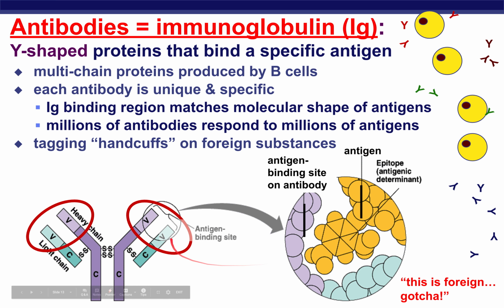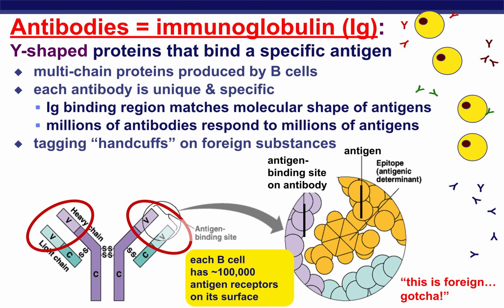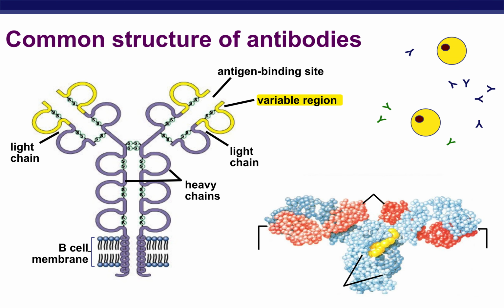Okay, so those binding regions on the antibodies are really key for the antibody's ability to destroy and hinder a pathogen that's floating outside your cells. B cells actually have tons of antigen receptors on their surface to help do that whole process. Don't worry too much about this. Just focus on the fact that that binding region is critical to the antibody's ability to do its job.